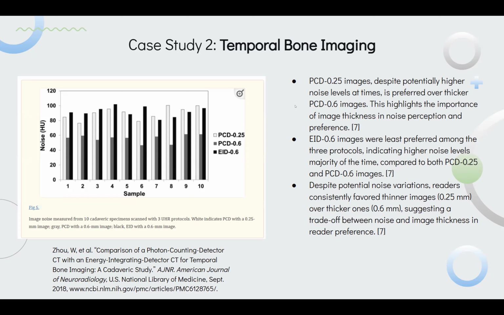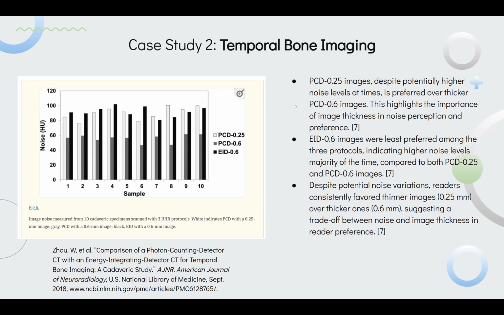And throughout this study as well, the least preferred EID protocol, based upon the graph, was typically EID 0.6. Out of the results, EID 0.6 images were found to be least preferred among the three protocols, and this suggests higher noise levels in a majority of cases compared to the other two. However, there are times where it's not always going to be the same one being higher than the other. It just sometimes fluctuates, but there are always the common ones being either highest or lowest.